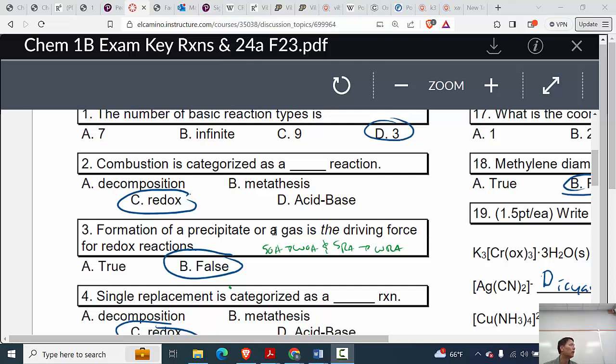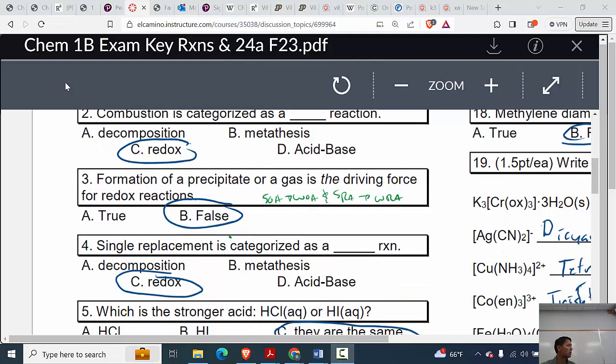However, countering that is these large changes in energy when you change oxidation states. So, for example, sodium metal versus sodium ion. There's a huge difference in that. And so, formation of a precipitate or gas is just not enough for redox reactions because they're much larger changes in energies due to the change in the oxidation state. However, in metathesis and acid-base, there's no change in oxidation state. And so you're just looking at the bonds there.